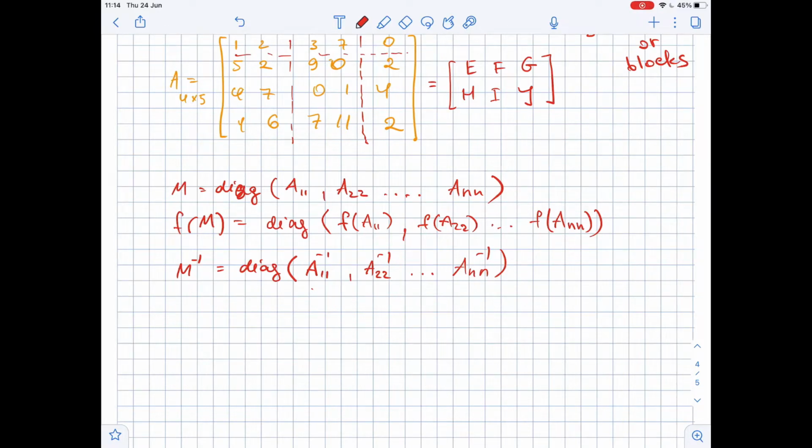Also, a square block matrix is called a block upper triangular matrix if the blocks below the diagonal are zero matrices, and a block lower triangular matrix if the blocks above the diagonal are zero matrices.